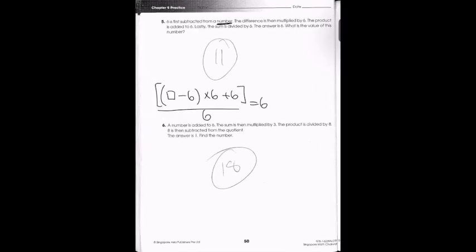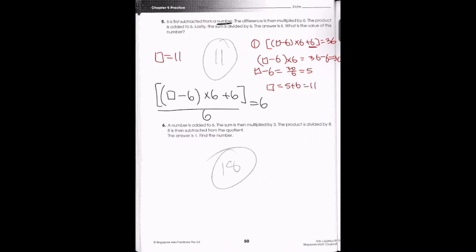So our first step is going to be to multiply 6. So this is going to be 6 times 6, which is 36. And then this is going to be 36 minus 6, which is 30. And then missing number minus 6 is going to be 30 divided by 6, which is 5. And so our missing number is going to be 5 plus 6, which is 11. And so our missing number is going to be 11.